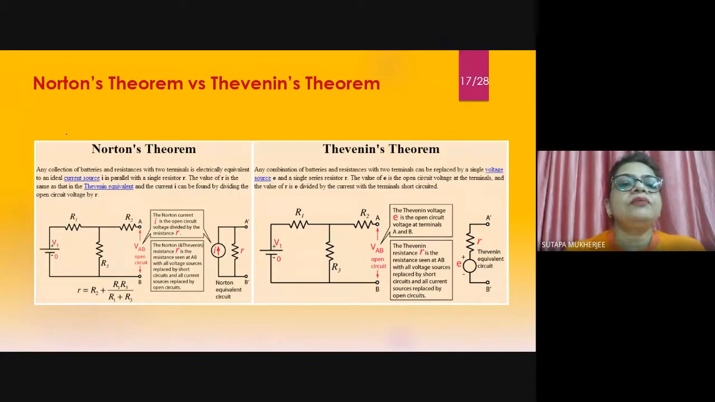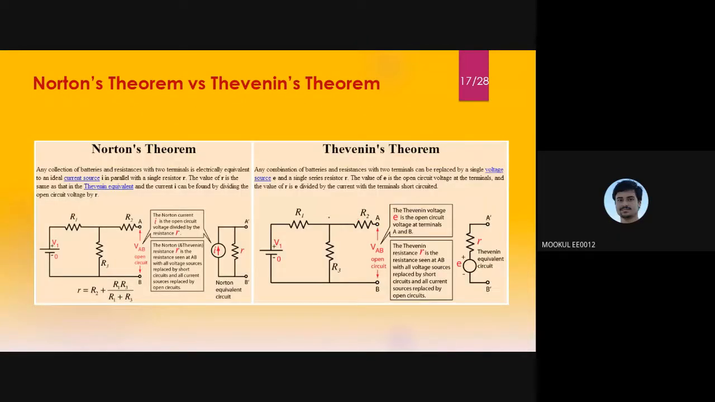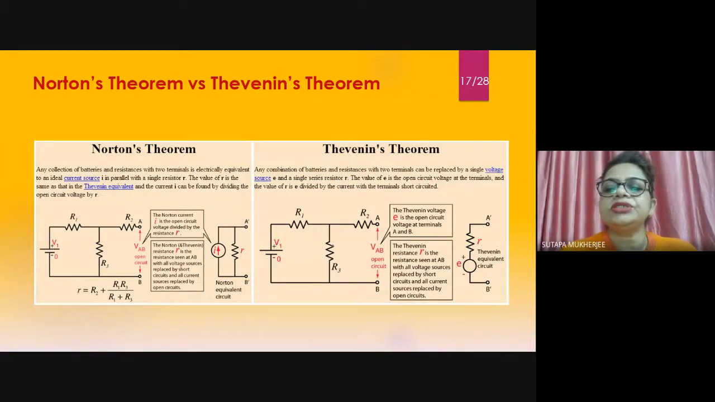What I have told here is a very important thing: Norton's theorem versus Thevenin's theorem. In the case of Norton's theorem, what I have told you is open circuit, so this one is the open circuit voltage, and in the case of Thevenin, closed circuit. Short circuit. Open and opposite short.